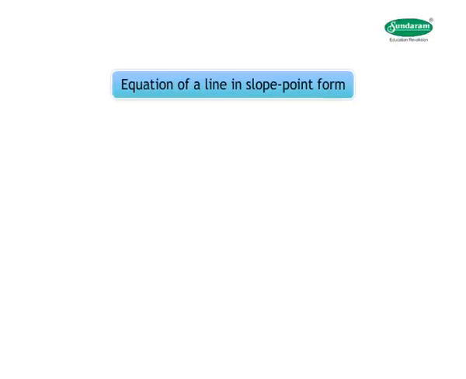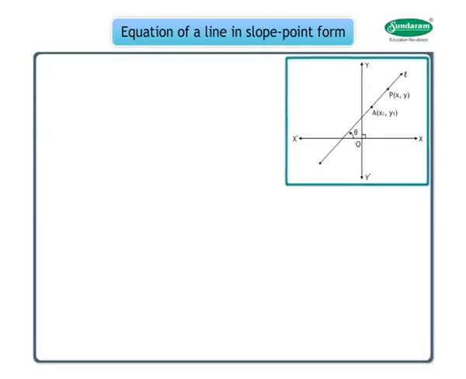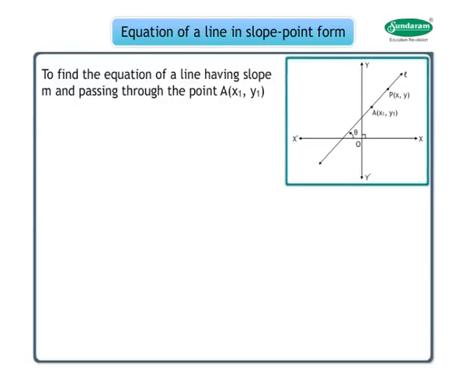Let us look at the slope point form. To find the equation of a line having slope m and passing through the point A with coordinates x1, y1. Point A with coordinates x1, y1 is a point on the line L. Slope of the line L is m.